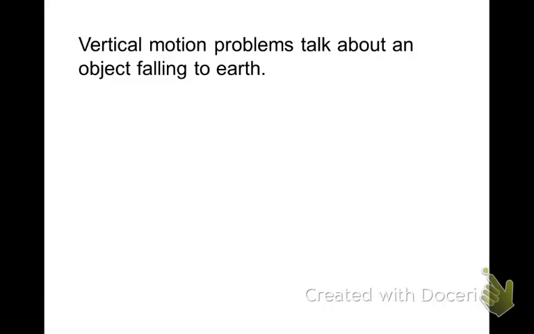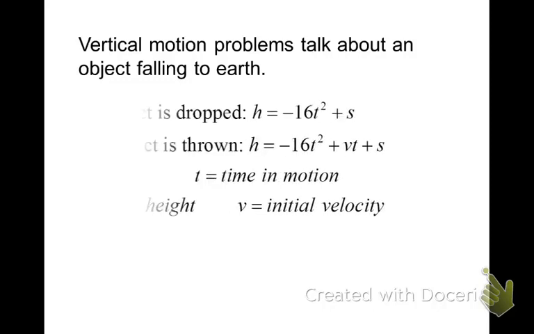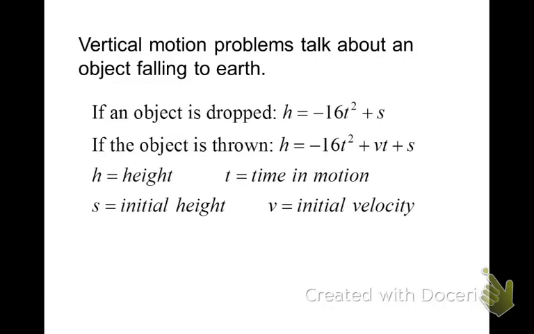Okay, here we have an example of a vertical motion problem, an object falling to the earth, and our equation, if the object is dropped, is h equals negative 16t squared plus s, where h is going to be the height of the object at any time, t is the time, and s is the starting height of the object.